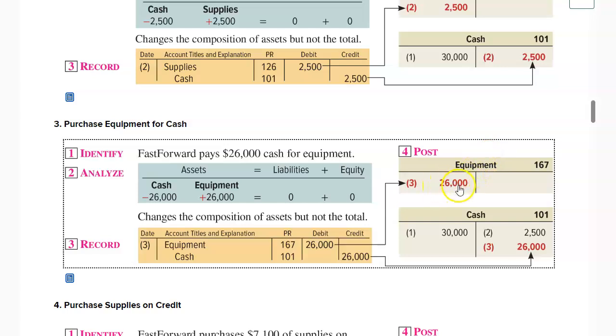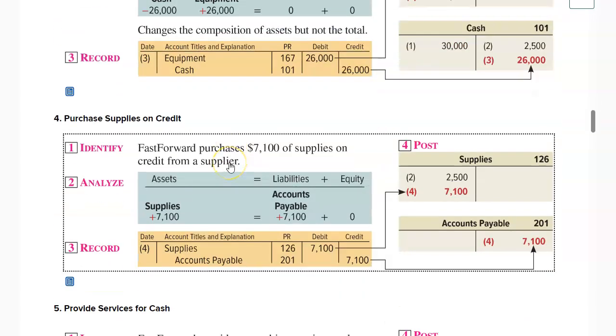I post the debit to the equipment account, reference number 3, and then the account number in the journal. I post the $26,000 credit to cash as a credit in the T account to cash. Reference it to the third transaction, and reference over here in the journal to the account number. The number of the account.